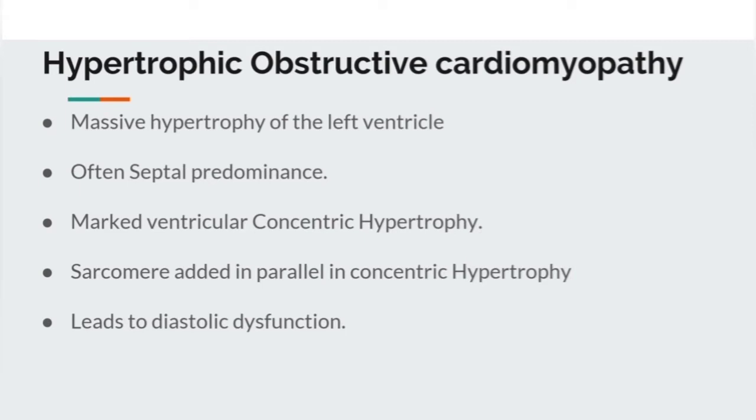As you all know, and as I already discussed in the previous video about the types of hypertrophy, in concentric hypertrophy the myocytes become thicker in size, where sarcomeres are added in parallel with the existing sarcomeres. So concentric hypertrophy results in decreased compliance as the ventricles become stiff and fail to relax, and this can lead to diastolic dysfunction, as we all know.